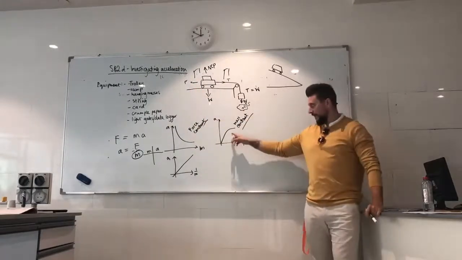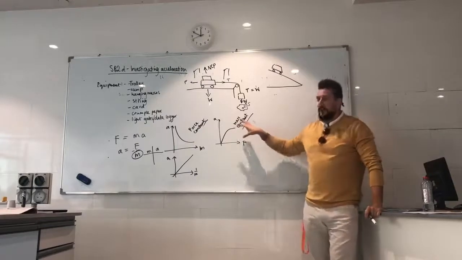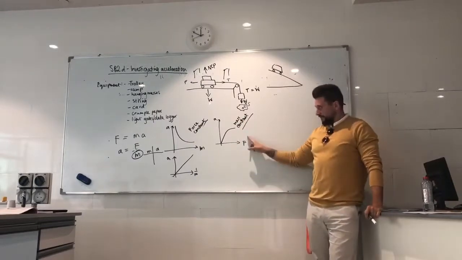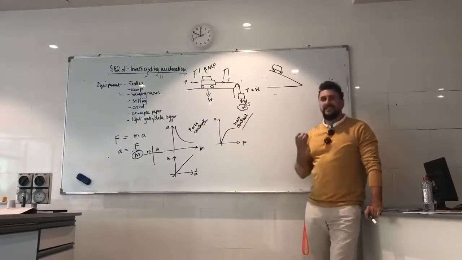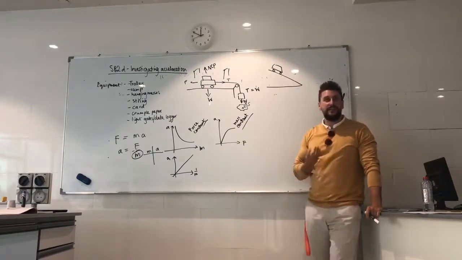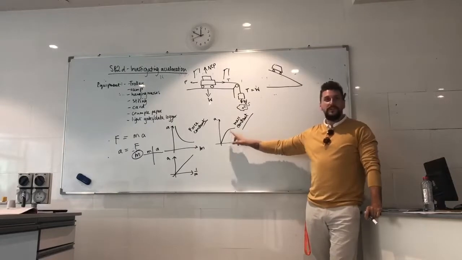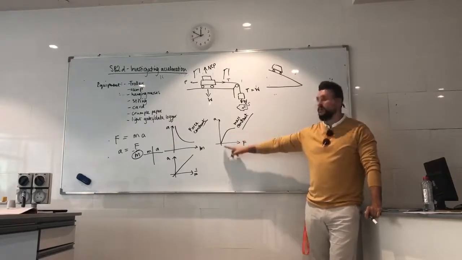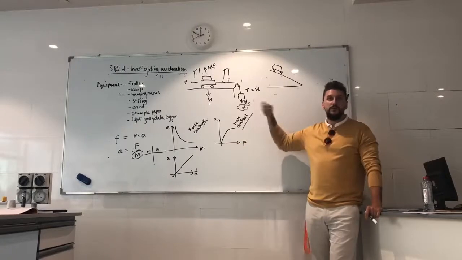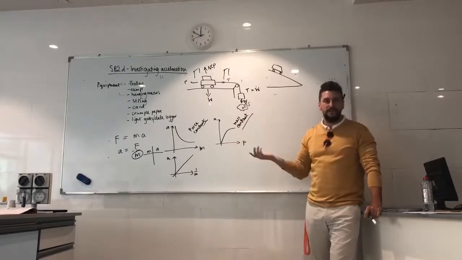Now, questions to think about. What about this graph? What feature of this graph suggests that there is friction acting on the trolley? And it's the fact that it is curved. If this line was a straight line as expected through 0, 0, then I would assume there is no friction or the friction is negligible.